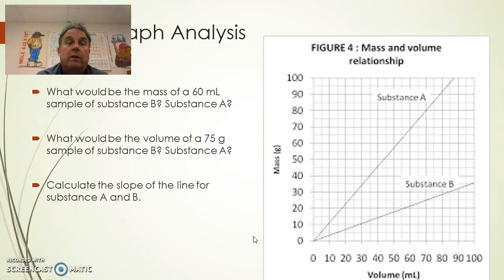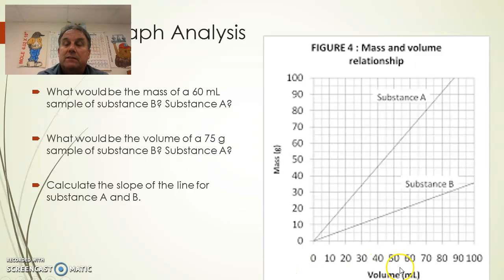Okay, next graph. We're examining the mass and volume of two different substances and the relationship between mass and volume. Substance A, substance B. Mass is on the y-axis, volume on the x-axis. So what would the mass of a 60 milliliter sample of substance B?